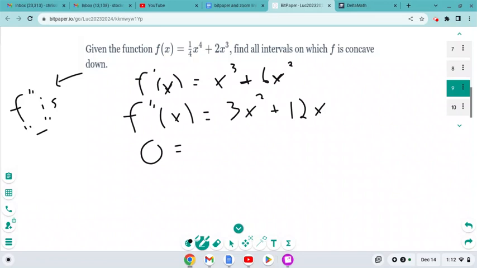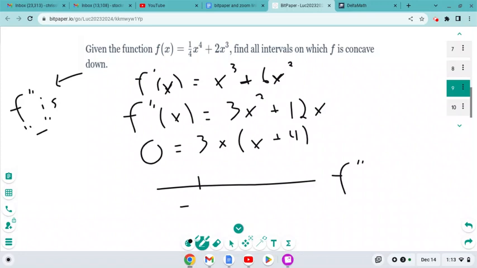I set that equal to 0. I factor out a 3x, leaving me with x plus 4. That would give me 0 and negative 4. On my sign chart, I'm now looking at the second derivative. So this is f double prime's sign chart or number line. So I put negative 4 and 0 there.